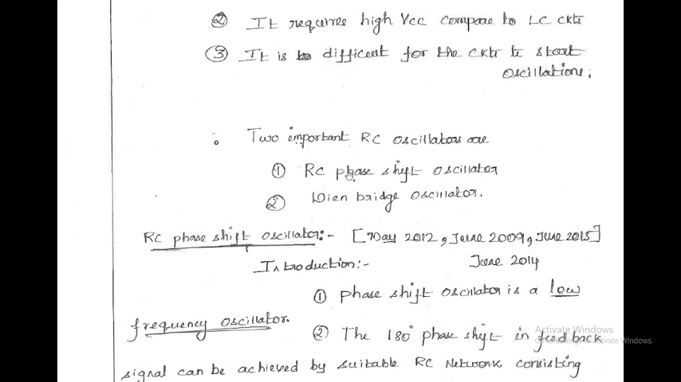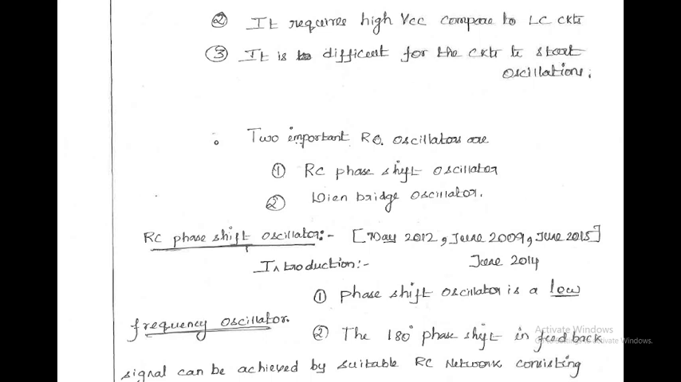Now what is the comparison between RC oscillator and LC oscillator? Okay, in an RC oscillator there are resistor and capacitor components. For an LC oscillator there are inductor and capacitor components. So basically RC oscillators are called low frequency oscillators. LC oscillators are called high frequency oscillators.